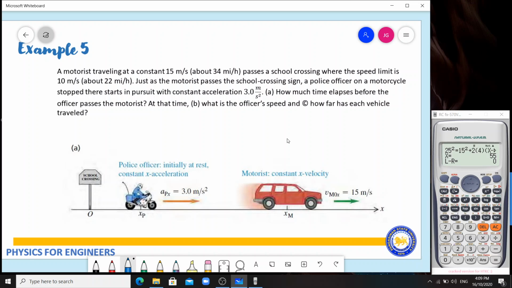How much time elapses before the officer passes the motorist? At that time, what is the officer's speed and how far has each vehicle traveled?